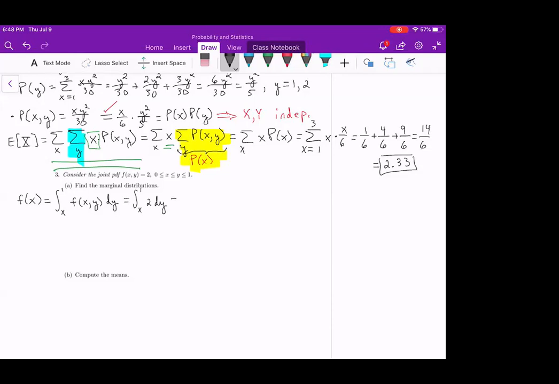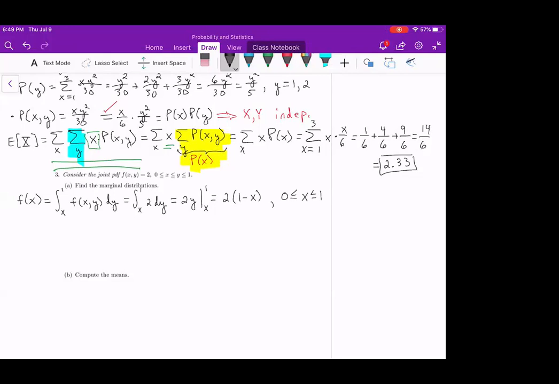Integral of 2 is 2y, because again, you're integrating with respect to y. And you are evaluating from x to 1, which is going to be 2 times 1 minus x. And x has support 0 to 1. So you would no longer have y in the support because we just integrated y out. And now we're going to use a similar process.